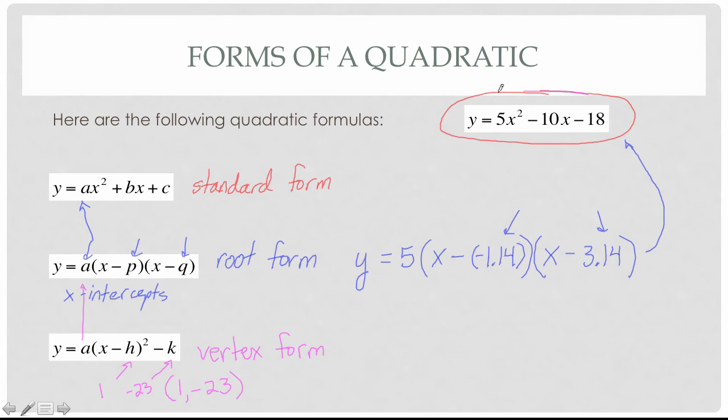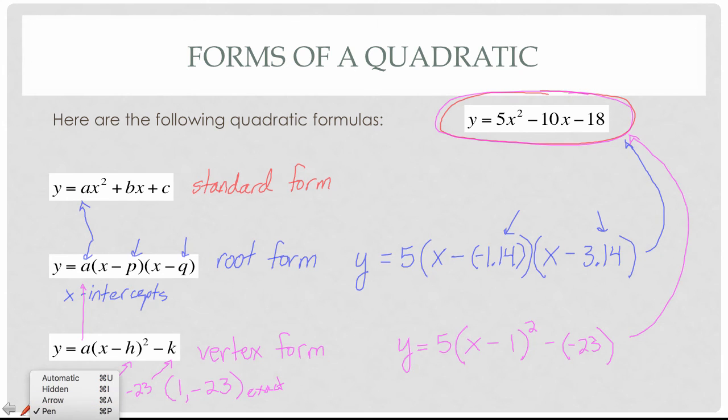So if I wanted to take this equation and rewrite it in vertex form, I would write y is equal to 5, still the same value of a, times x minus 1, because that was the x value of my vertex, squared, minus negative 23. That was the y value of my vertex. Now since 1 and negative 23 was an exact value of my vertex, if I graph this equation in my Desmos calculator, it will look exactly like that equation. It's the exact same equation, just a slightly different form.